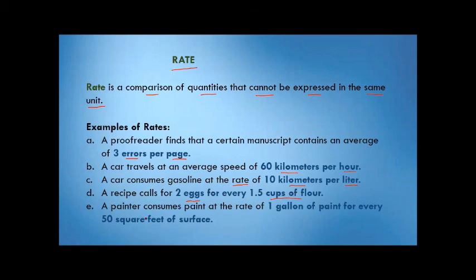Okay, last example for the rate is a painter consumes paint at the rate of 1 gallon of paint for every 50 square feet of surface. So ang kino-compare natin dito is paint and area. Okay? So, hindi natin siya pwedeng gawa ng same unit, ang gallon at saka square feet. Kaya ang tawag sa kanya is rate. That is basically the definition of ratio and how it can be expressed into three forms and the difference of ratio and rate.